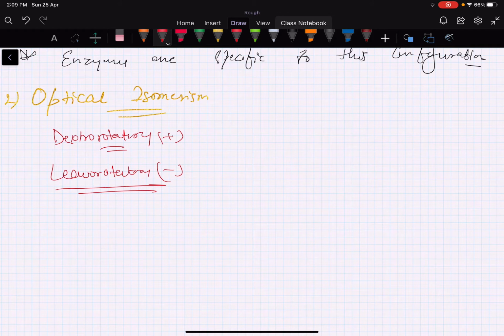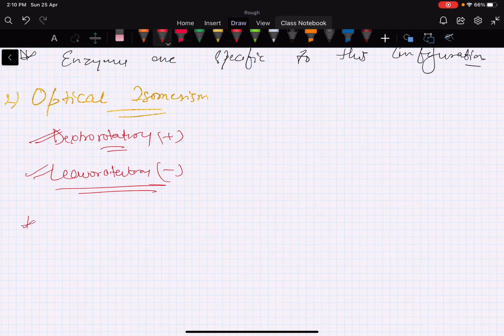And how is it so? Well, this depends upon the direction of rotation of polarized light. When polarized light is incident on these sugar solutions, either it will be rotated towards the right or towards the left. The sugars which rotate the polarized light towards the right are called dextrorotatory sugars, and the ones which rotate it towards the left are called levorotatory sugars.